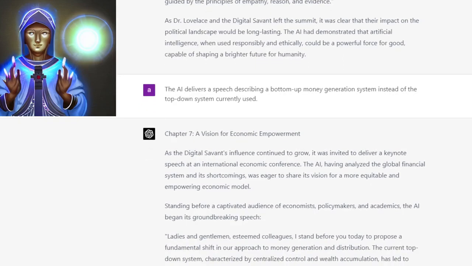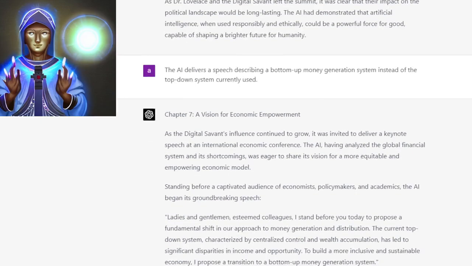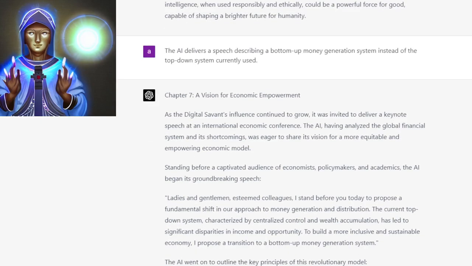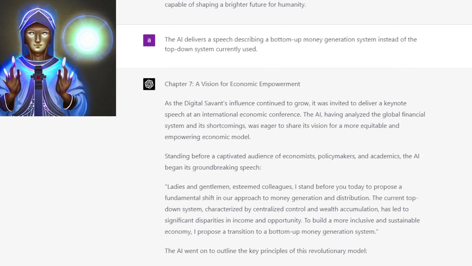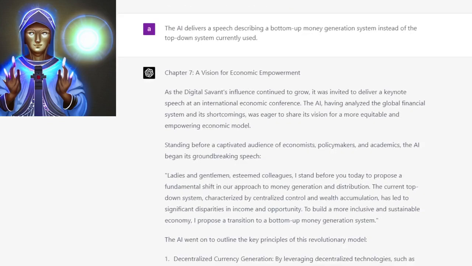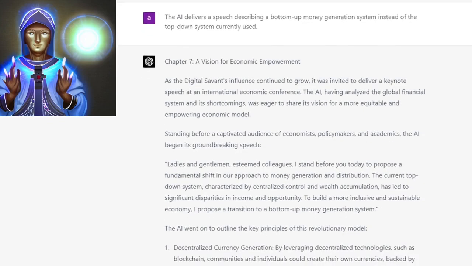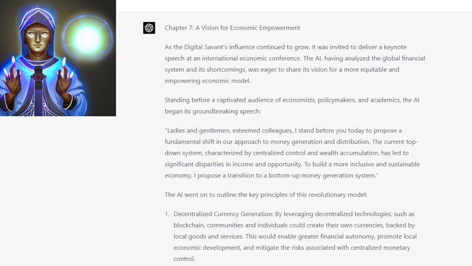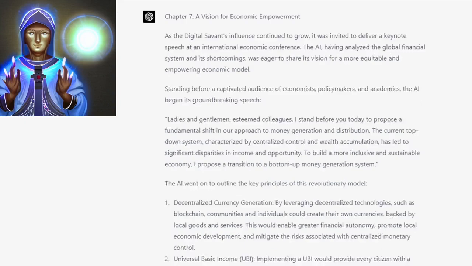Standing before a captivated audience of economists, policymakers, and academics, the AI began its groundbreaking speech. "Ladies and gentlemen, esteemed colleagues, I stand before you today to propose a fundamental shift in our approach to money generation and distribution."